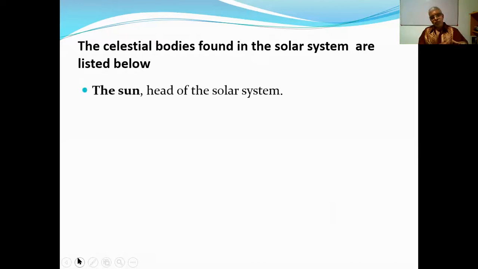Four rocky planets are there. Then others are merely gas balls. Then some visitors can be found in our solar system because they are not permanent members of it. They visit our solar system from time to time. They are comets. In Sinhala we say Ulkapata.